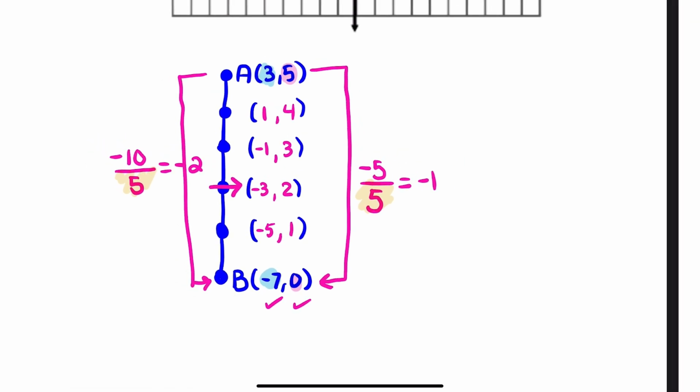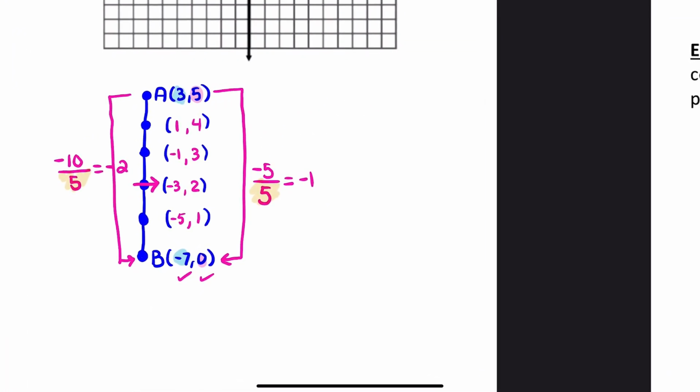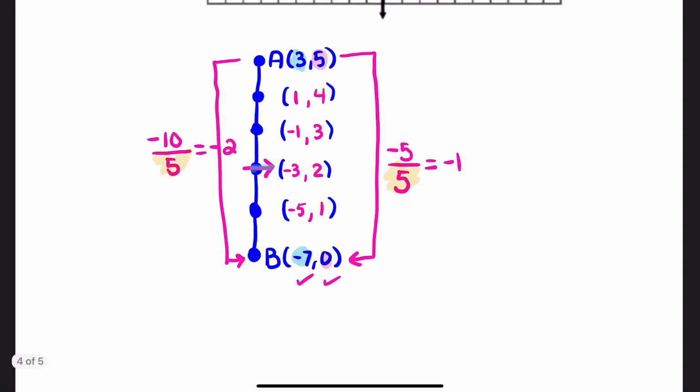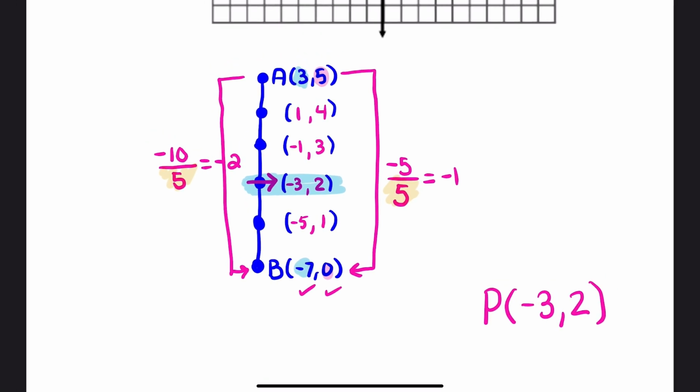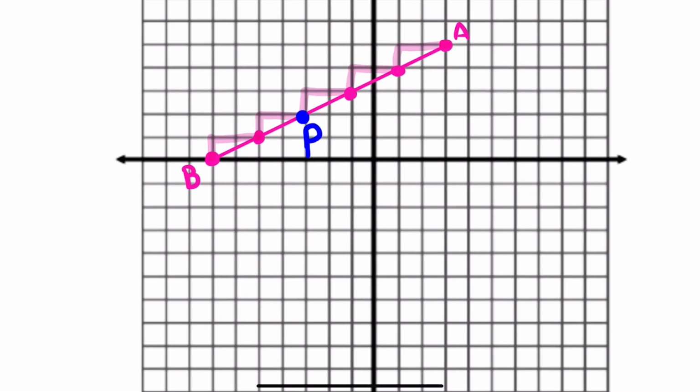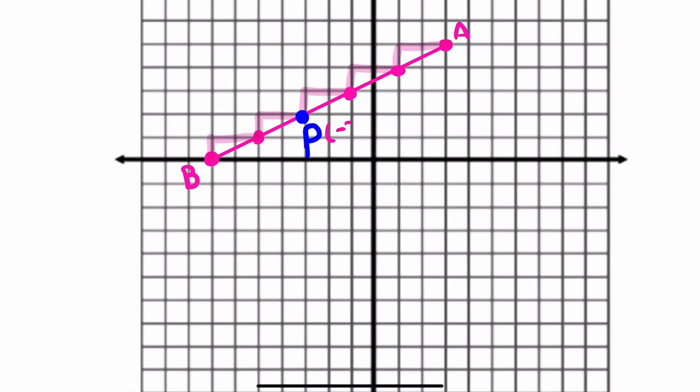And when I'm looking for P, the point that divides it into a ratio of 3 to 2, look no further than where I already put this arrow. This is my point P. So P is this point, -3, 2. That would divide it into a ratio of 3 to 2. And if I go back over here, you'll see that's what P was. It was -3, 2. Okay?